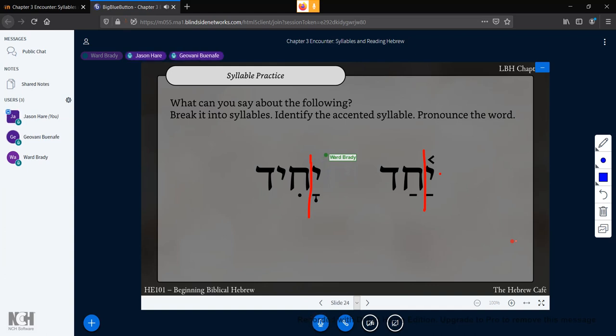Yahid. This is interesting because yachad and yachid look like they're from the same root, but they don't have a shared meaning. Yachad means together, and yachid means only, like the only one. They really aren't related. Yachid probably comes from the word echad, meaning one. It's probably derived from echad and not from yachad. But that's just an interesting pairing.